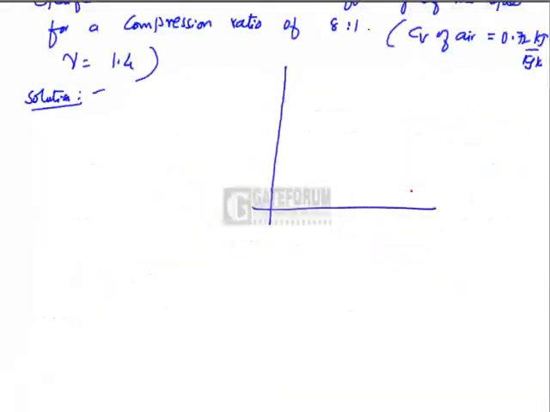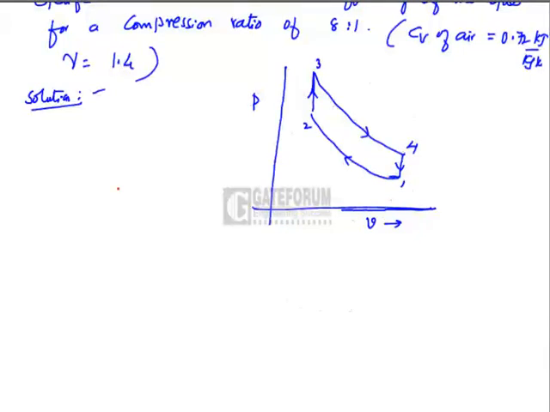Let's draw the Otto cycle on PV plane. He has given P1 as 100 kilopascal, which is of course atmospheric air pressure, and T1 is 27 plus 273, that is 300 K. It's also atmospheric temperature. Now let us obtain P2.